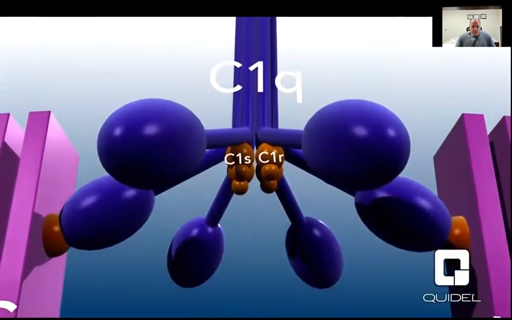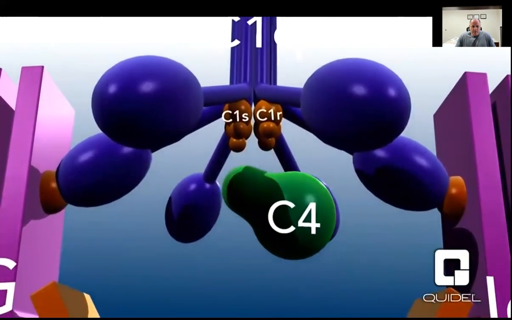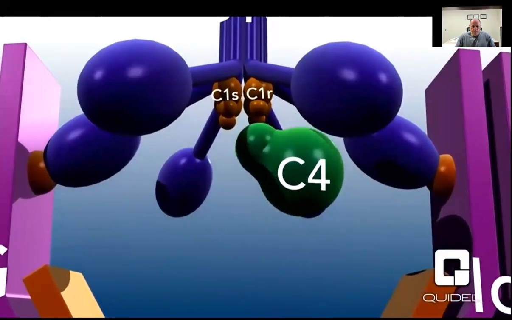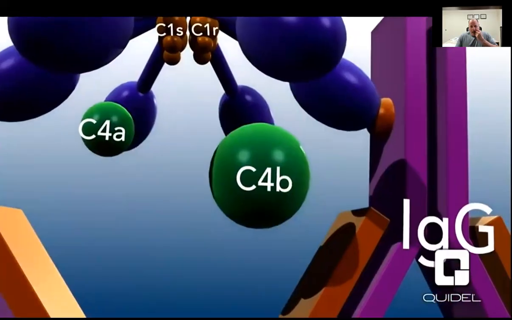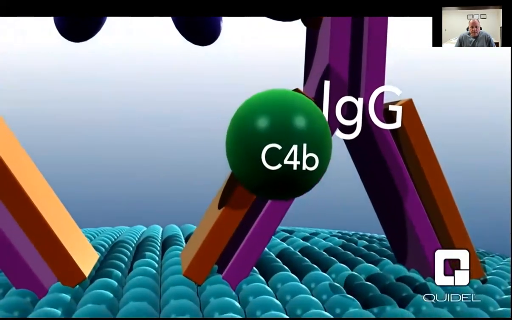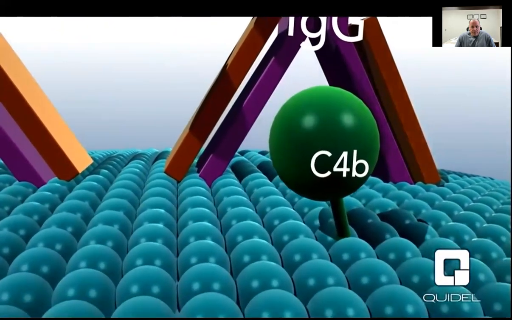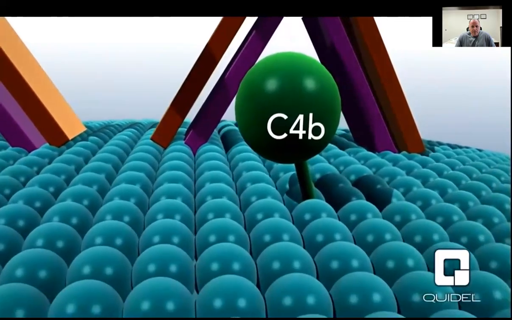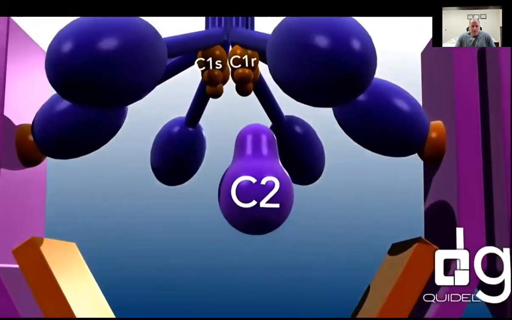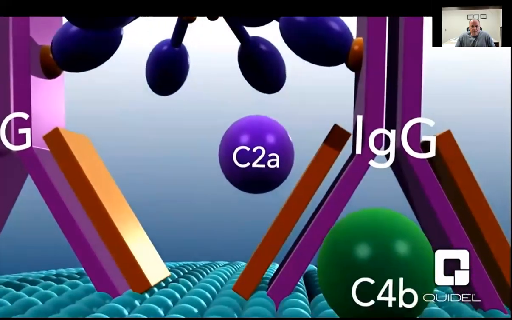The next step in the activation of the classical pathway is the cleavage of C4 by the activated C1 molecule. C4 is cleaved by the activated C1s molecule in C1 into two proteolytic fragments, a small peptide called C4a and a larger fragment, C4b. C4b attaches covalently to the antigen-antibody complex and has a binding site for C2, the next protein cleaved in the classical pathway. C2 is also cleaved into two fragments, and the resulting C2a fragment binds to C4b.